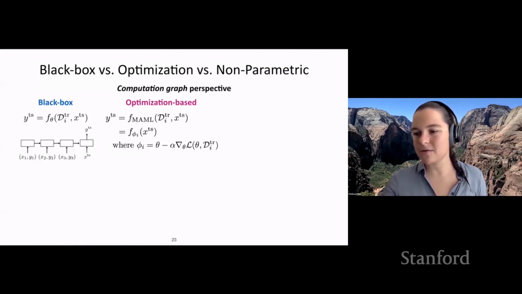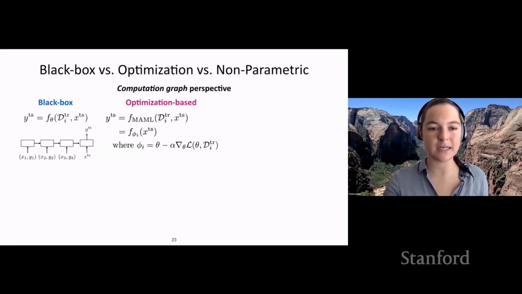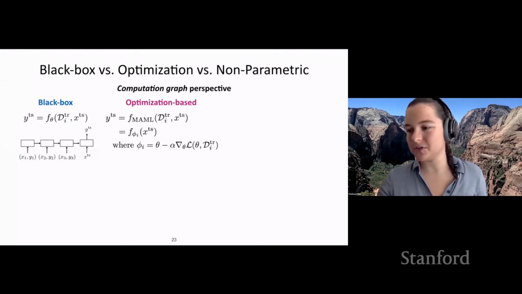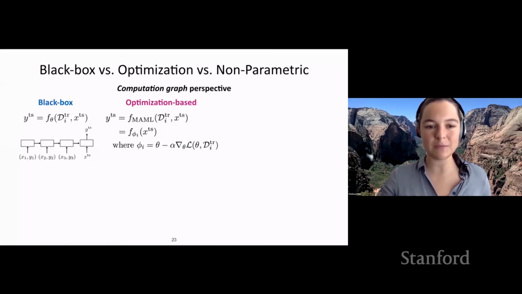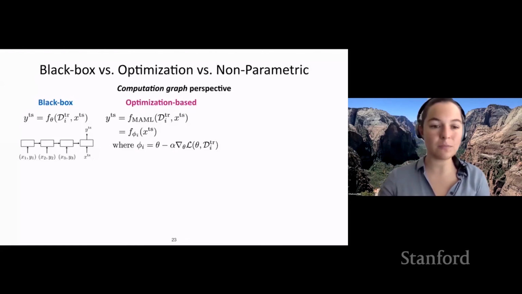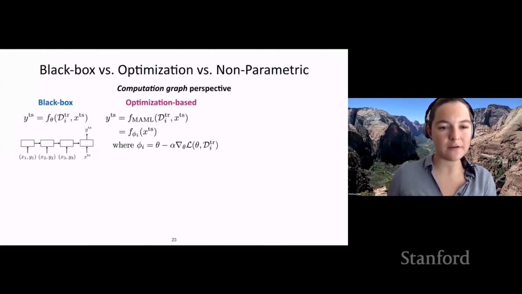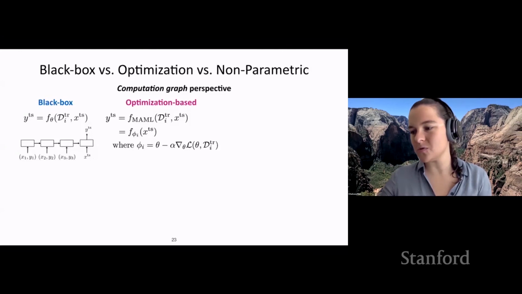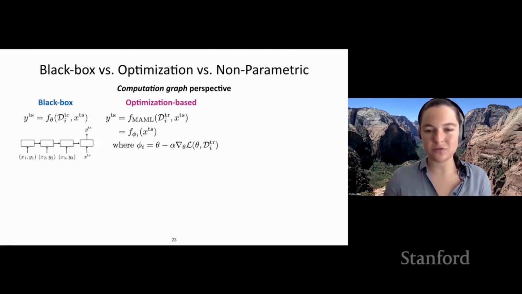And we talked about how a black box method is basically directly producing a model that takes as input a training data set and a test input. And an optimization could also be viewed as this computation graph that takes as input a training data set and a test example, but one where it involves this kind of inner loop optimization inside that computation graph, where essentially you run gradient descent on your training example and then use the resulting parameters to make predictions on your test input. But it's still this kind of general computation graph that takes as input a training data set and a test input.